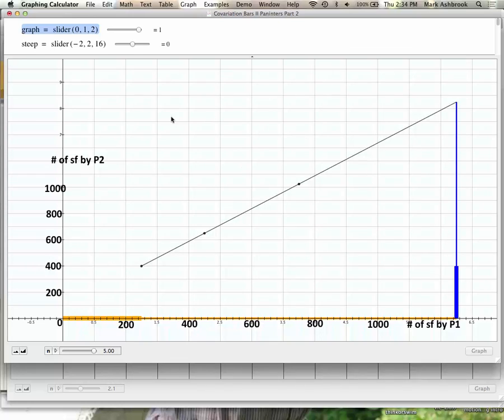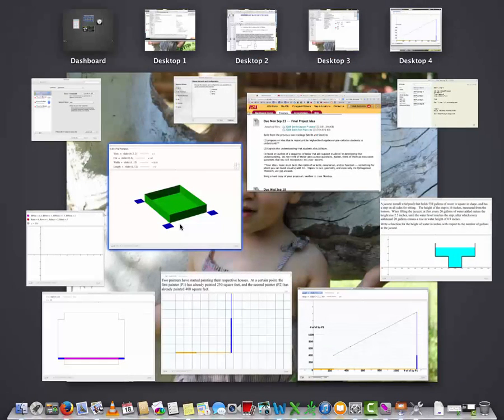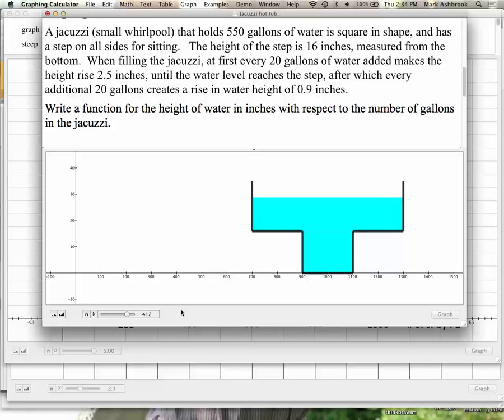So, in light of my perceived boredom in your faces, here you go. Here's a nice problem for you. Jacuzzi. All right, so a jacuzzi, a small whirlpool, holds 550 gallons, and it's square in shape. It has a step on all sides for sitting. So if we cut that thing vertically in half, you're looking at the side cross section. The height of the step is 16 inches, measured from the bottom.